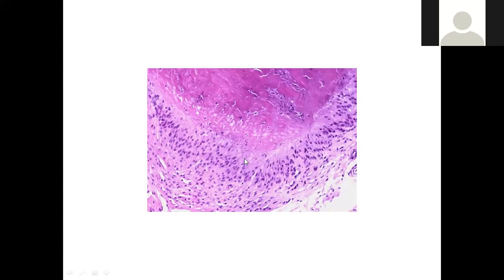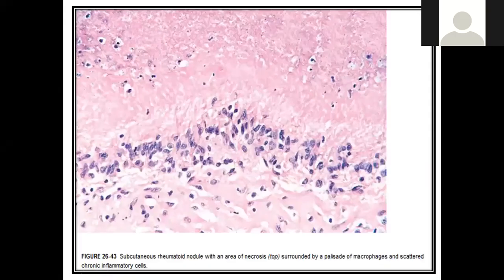And this can be found in skin, which is called rheumatoid nodule, even in lungs and other organs as well, because it is a systemic disease. This figure is from Robbins. This is a subcutaneous rheumatoid nodule with an area of necrosis. This is necrosis. Necrosis is a form of cell death where you can't see the nuclei.